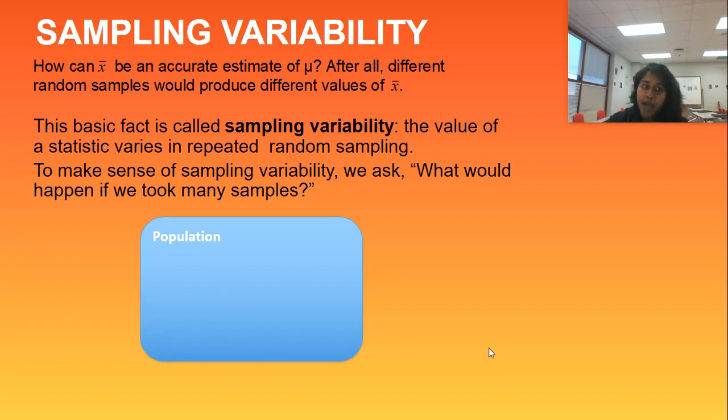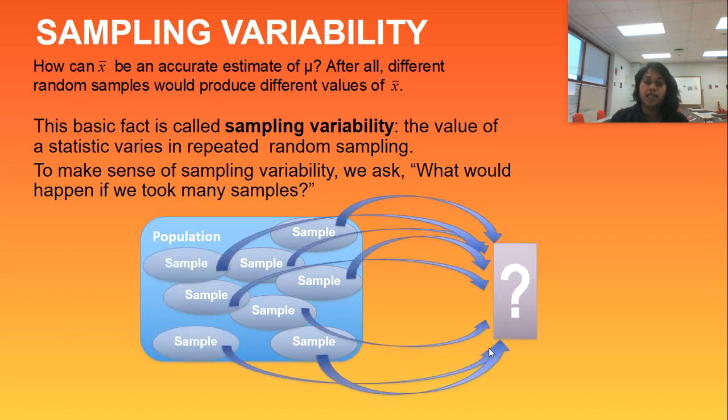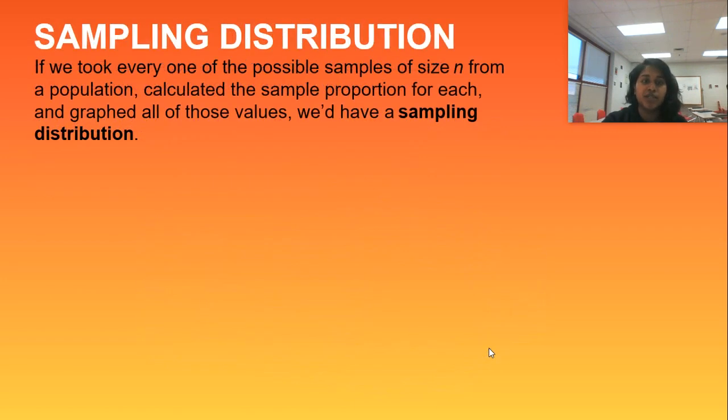It's a great question, but to make sense of it, we would ask the question, what would happen if we took many, many, many samples? So let's actually practice one of those. Originally we saw a population with a single sample and getting some information from it. But the reality is, when we make an inference back to that population, we probably took numerous samples to make that inference.